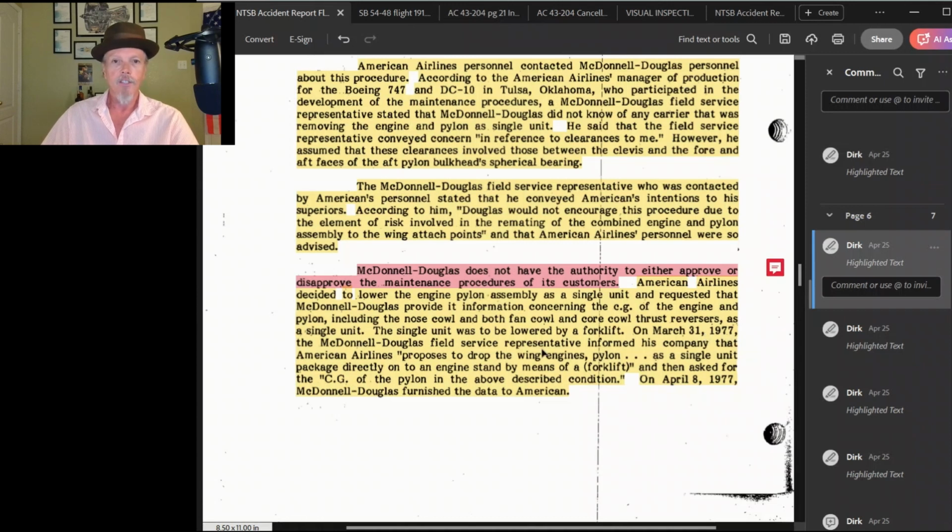The McDonnell Douglas field service representative informed his company that American Airlines proposes to drop the wing engine's pylon as a single unit package directly onto an engine stand by means of a forklift, and then asked for the CG of the pylon in the above described condition. On April 8th, 1977, McDonnell Douglas furnished the data to American.